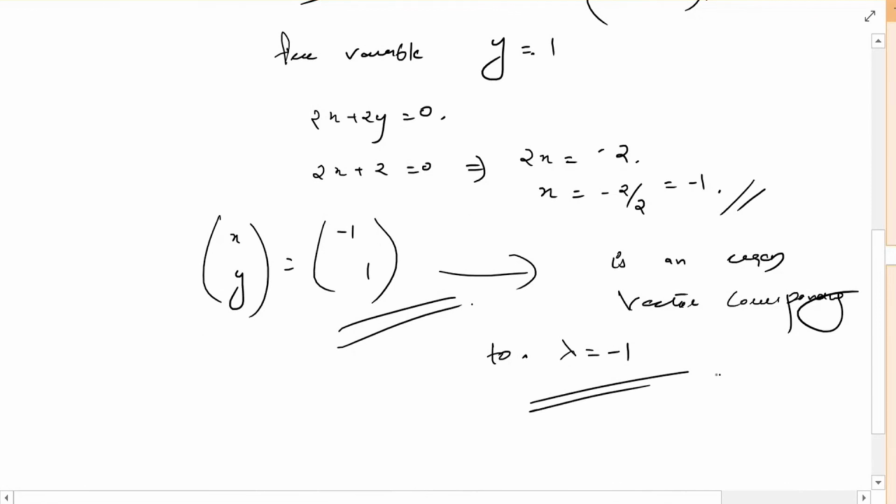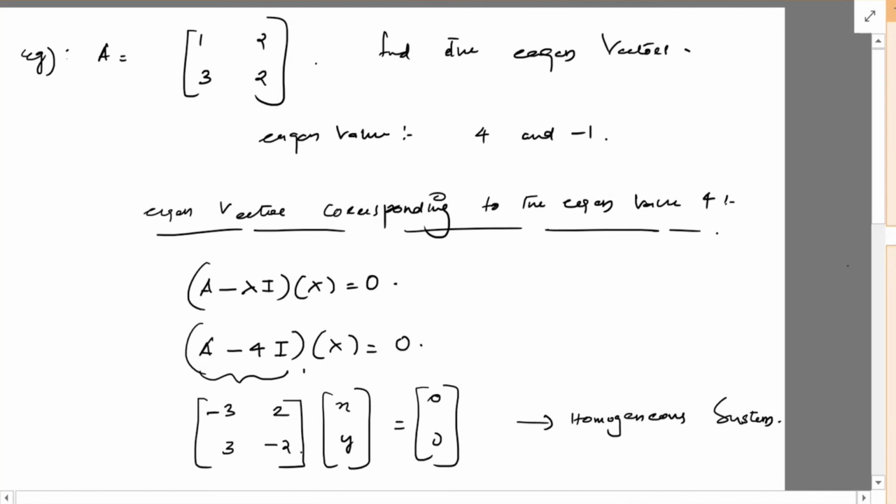Okay. So this is how we find the eigenvector corresponding to an eigenvalue. If a matrix is given and the question is to find the eigenvectors of that matrix, first of all we need to find the eigenvalues. Here in this question we know the eigenvalues. Maybe in the question the eigenvalues will not be given. So first we need to find the eigenvalues. To find them, first we find the characteristic polynomial, then find the roots, and we will get the eigenvalues.